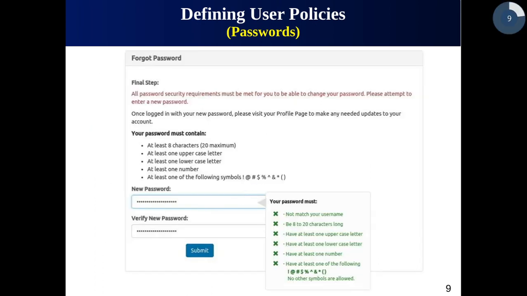Now here we have some policies as a guideline. You can follow them. For example, your password must be at least 8 characters. The maximum length is 20. Your password must contain at least one uppercase letter, one lowercase letter, one number, and one special symbol, and the symbols must be from these symbols. There are more, so you can have a look at them.